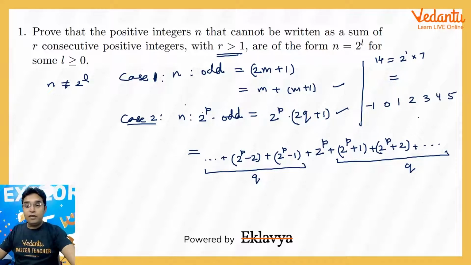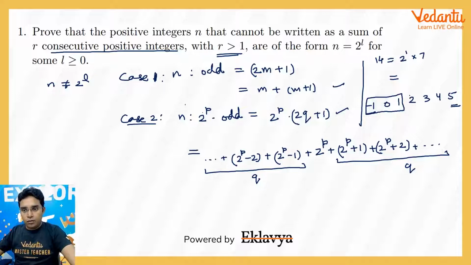Now, there is one very interesting thing here, why I have taken this example. If you take this, you can see the sum is definitely equal to 14, but it is not consecutive positive integers. You can check: minus 1 plus 1 is 0, plus 2 plus 3 is 5, plus 5 is 10, plus 4 is 14. So in this case, we can ignore these 3 terms in the beginning, and we can say 14 is the sum of these 4 consecutive positive integers.